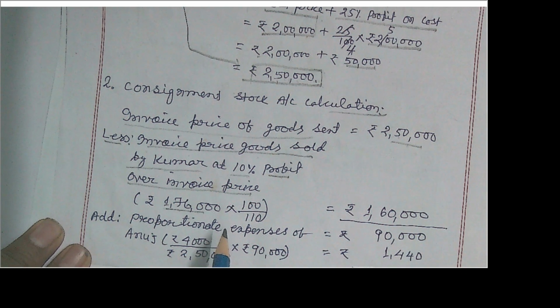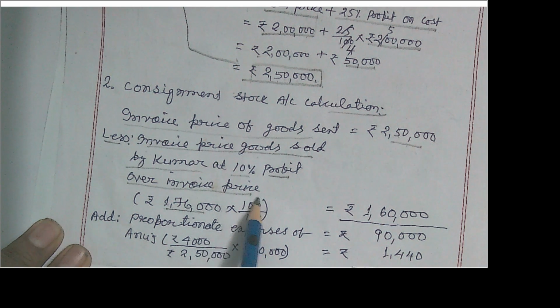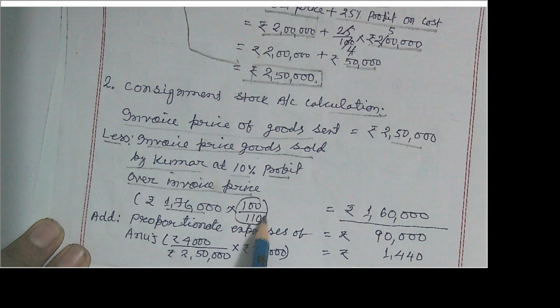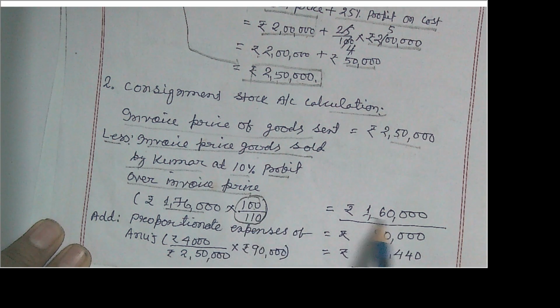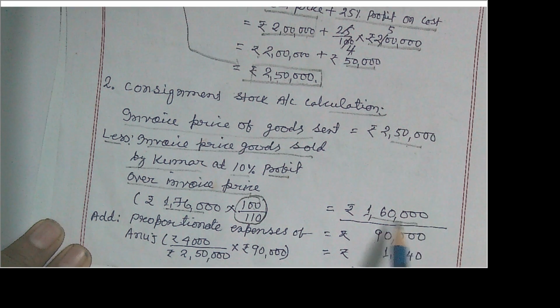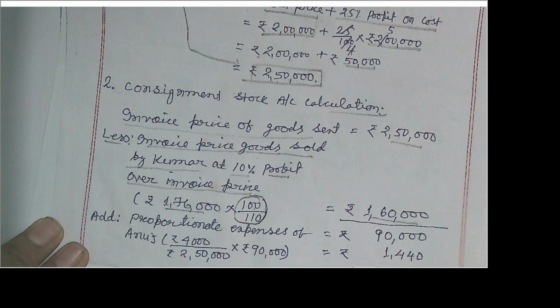Then what is the value of goods sold before adding the 10% profit? You have to calculate in this way, 100 divided by 110. Then only you will get the cost price. So when you calculate, you will get 1,60,000. Now if you want to verify, you add the 10% to the 1,60,000.